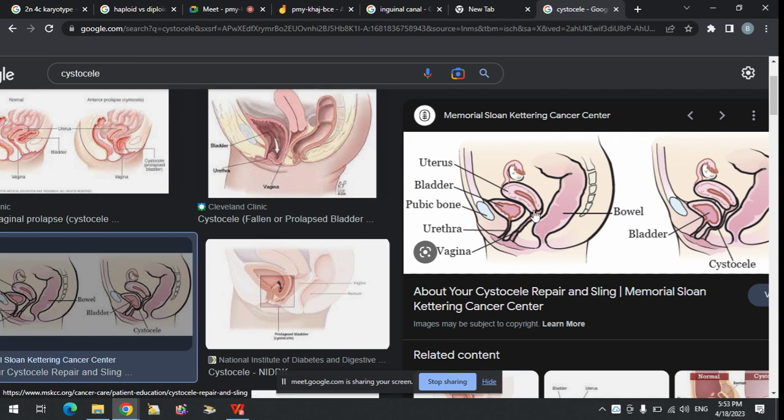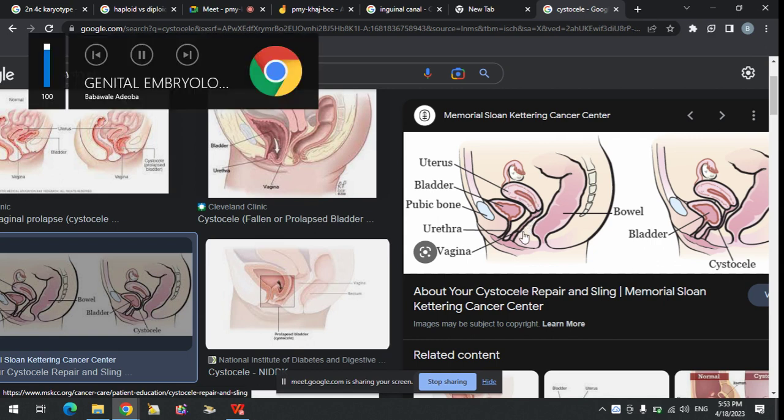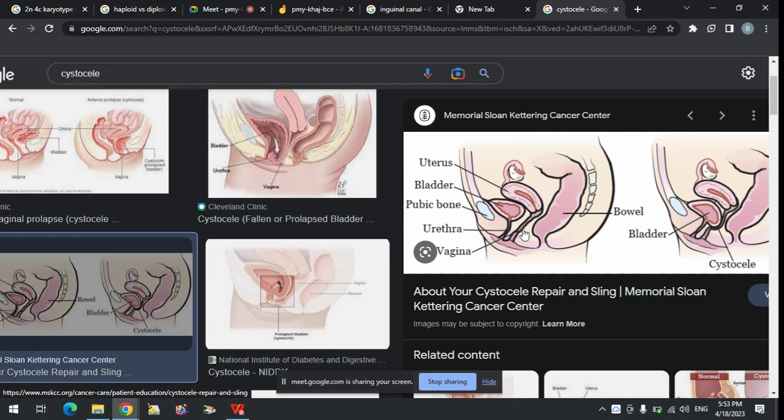Then all the structures that are central, between the bladder and the rectum, which include the uterus, the cervix, and even the vaginal vault itself. If someone had undergone hysterectomy, the only thing remaining is the vaginal vault. So you can have prolapse of the uterus into the vagina. Can you guys picture that the uterus is just entering into the vagina like that?